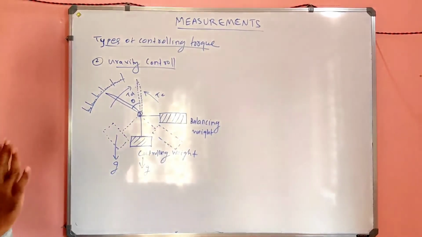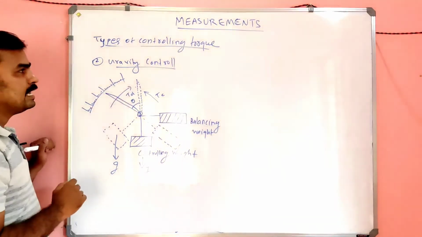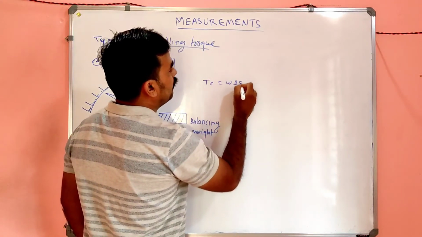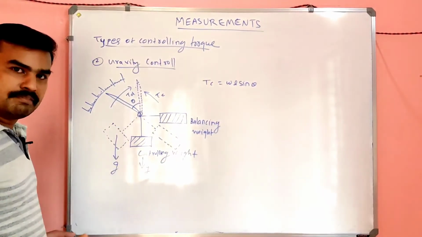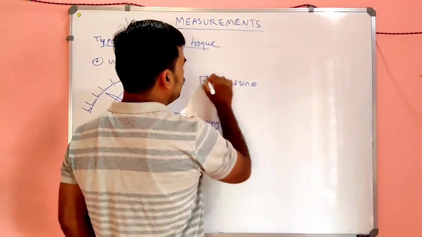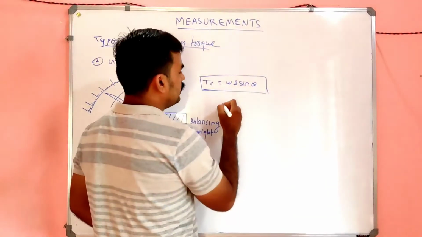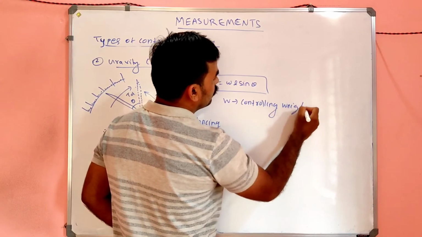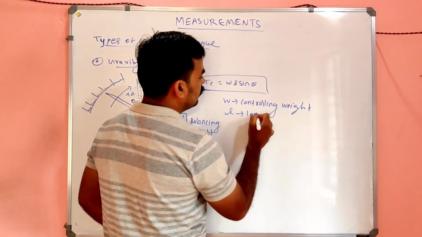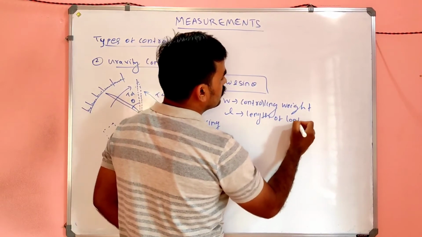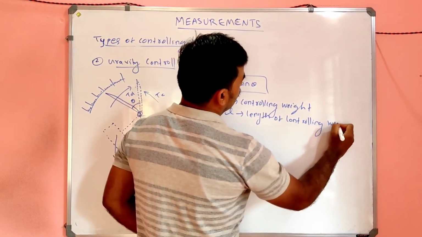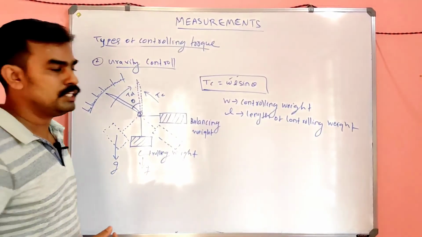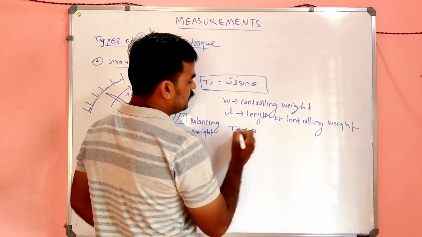Is it that simple? Yes, it is that simple, no issues there. In gravity control, the controlling torque TC is equal to W L sin theta. It is actually a long derivation. You get this relation TC is equal to W L sin theta, where TC is the controlling torque, W is the controlling weight, and L is the length of the controlling weight. This W and L will be constant; it won't change with respect to time. So I can directly write TC proportional to sin theta.